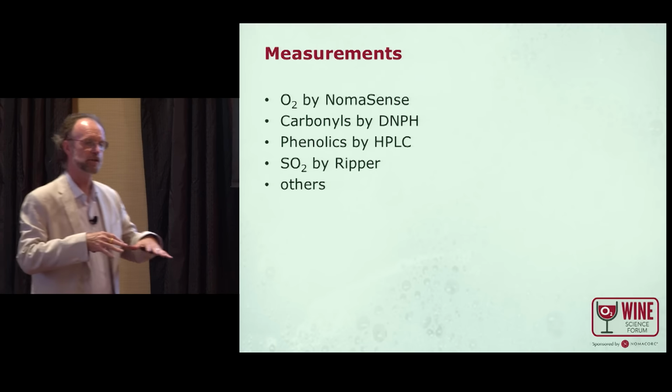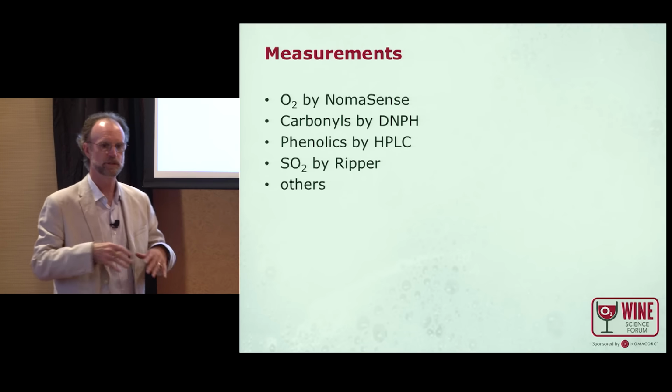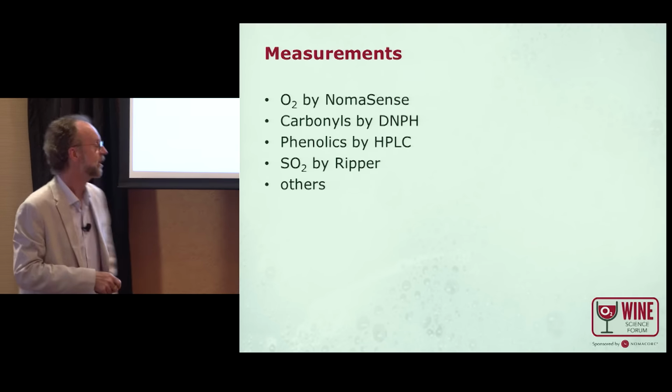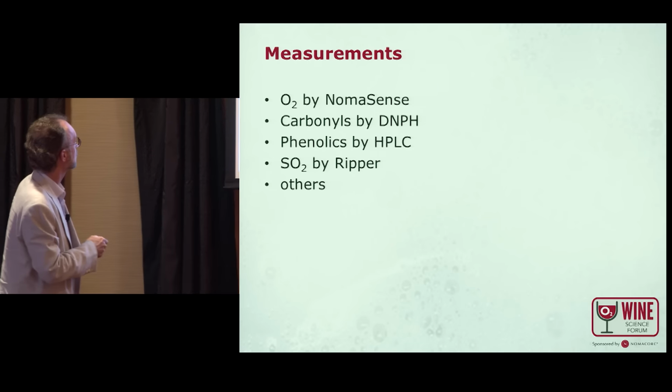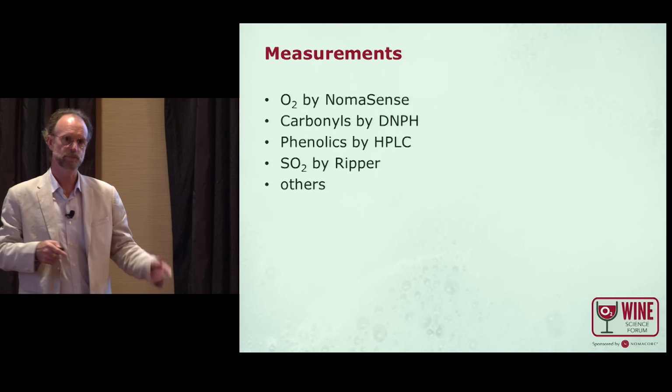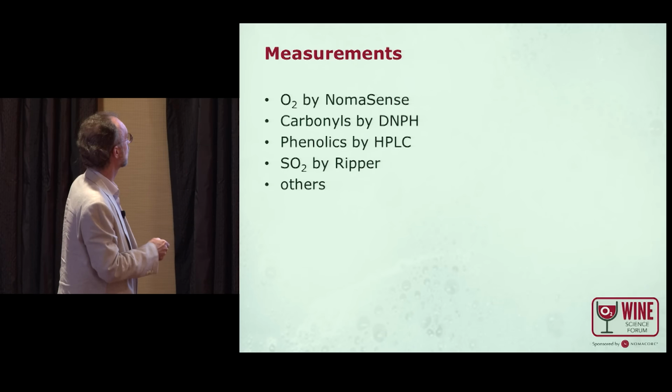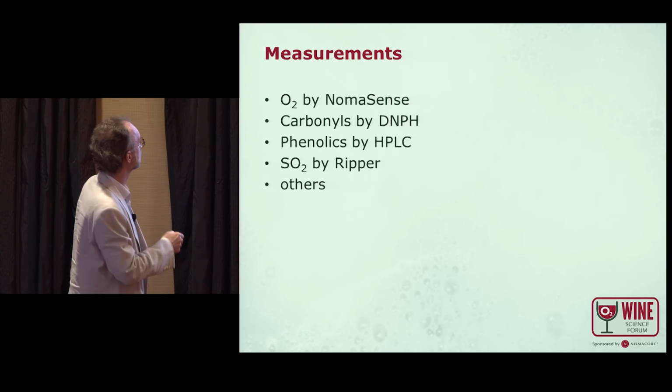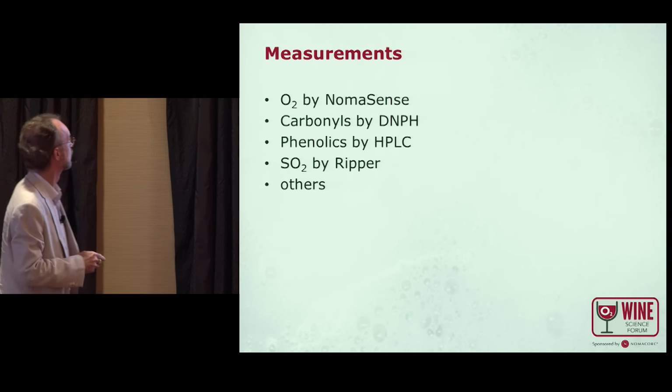Okay, so what did we measure? So we bottled all this wine, and as you'll see, the DOs are shockingly high. And then we measured oxygen. We measured carbonyls. This would mean aldehydes, various aldehydes, acetaldehyde, pyruvate, and so on. Measured phenolics. We measured SO2. We measured some other things, but I'm going to talk about that data.